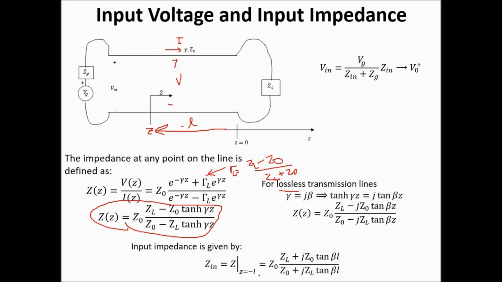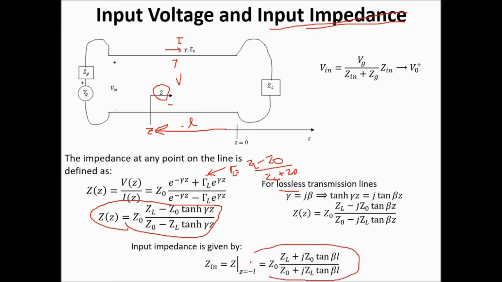So if you put z equal to negative L, we'll get Zin equal to Z0 times (ZL plus j Z0 tan beta L) over (Z0 plus j ZL tan beta L). And this is the impedance at any point. It is called the input impedance. The input impedance is the impedance at any point. So if you want to measure the impedance at any point, you can measure like this.